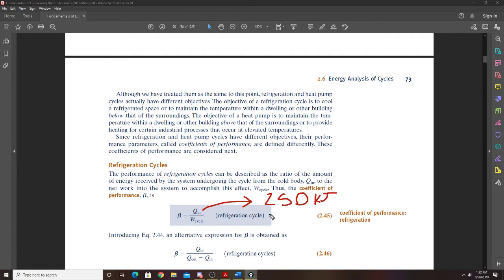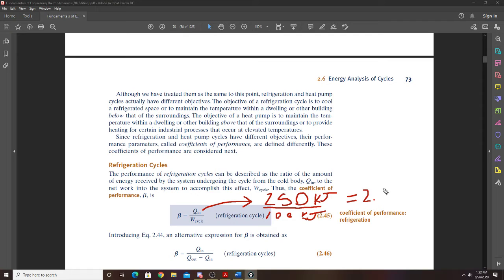And our cycle, let's say, we read the little meter, and our cycle cost us, I don't know, 100 kilojoules to run. So that means that what? That means that our efficiency, or in this case, coefficient of performance, is equal to 2.5.